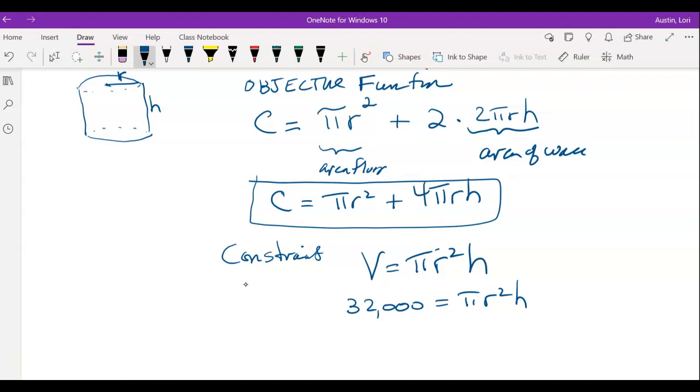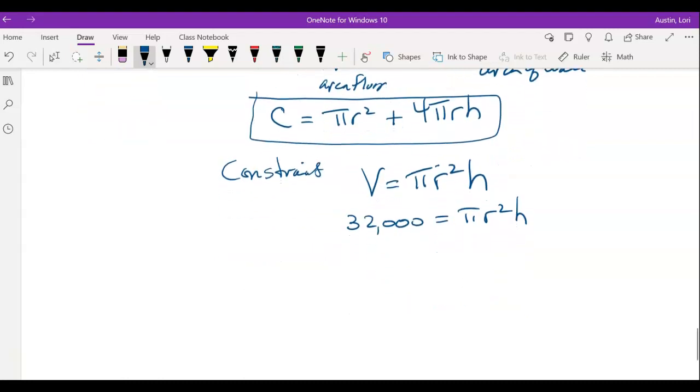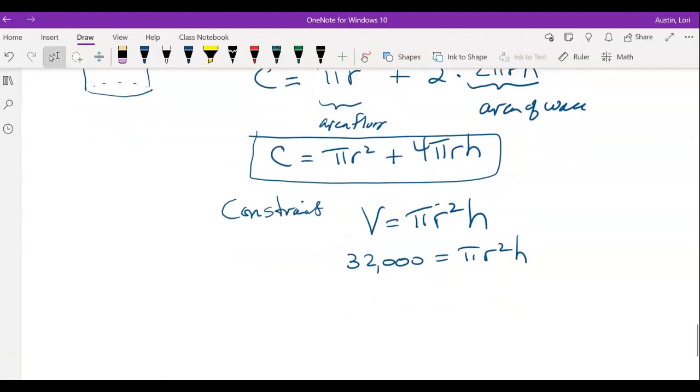Okay, so again, yes, it's harder to come up with the objective and the constraint functions. Actually, the constraint function was just a volume function. It wasn't that difficult. A little bit harder to come up with, but the process is the same. Let's now take our constraint function and solve for a variable. I'm going to pick h because h is going to be easier to work with. So h equals what?